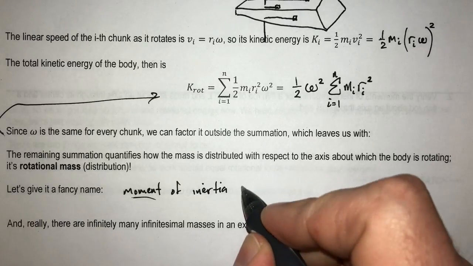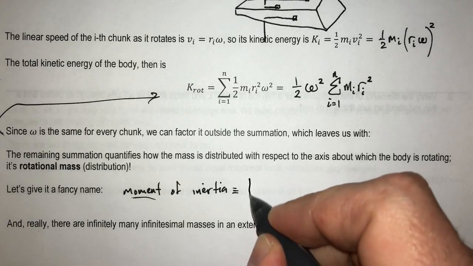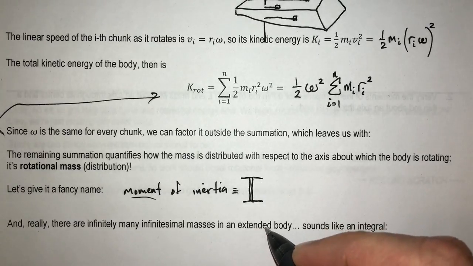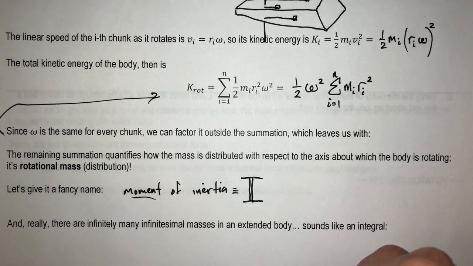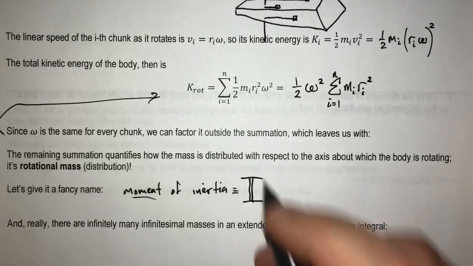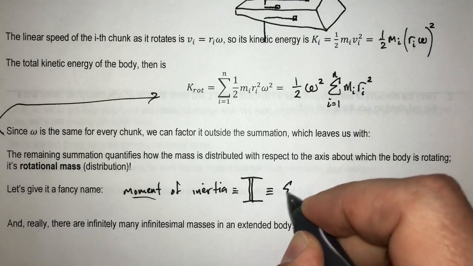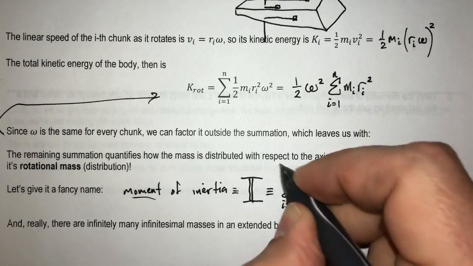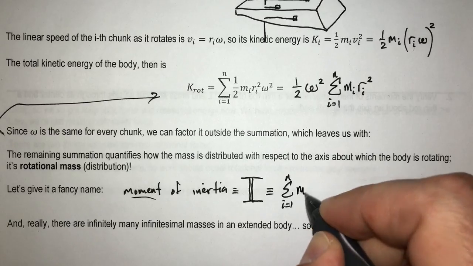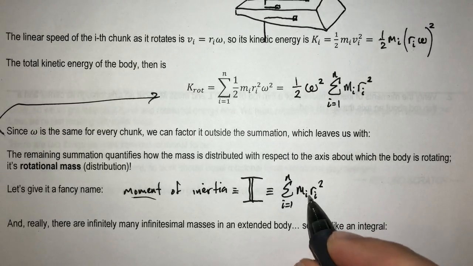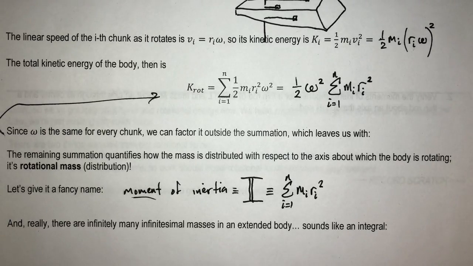Let's use the symbol I, and somewhere along the way I got into the habit of drawing two vertical lines for the capital I. I don't know why, and now I can't stop. So it's not a Roman numeral 2, it's a capital I. And we're going to define that to be the summation over the object of mass times square distance from the axis of rotation.